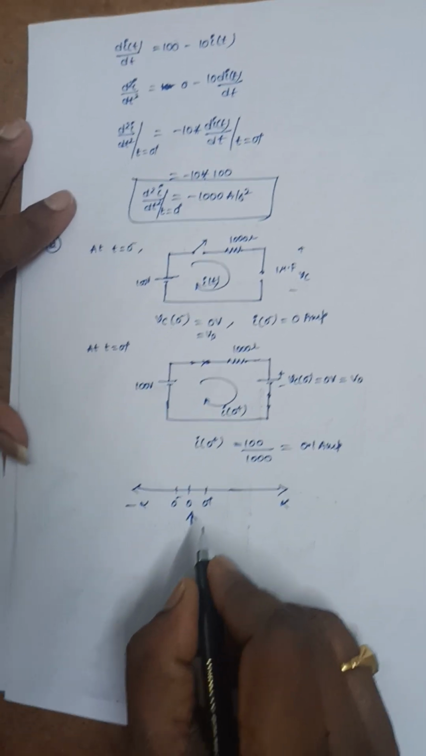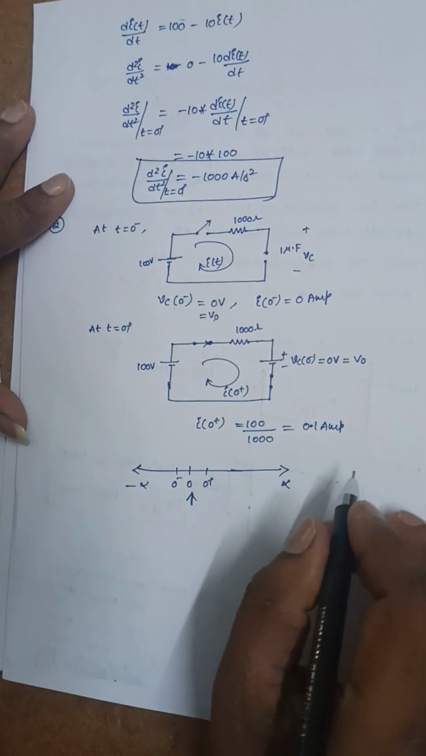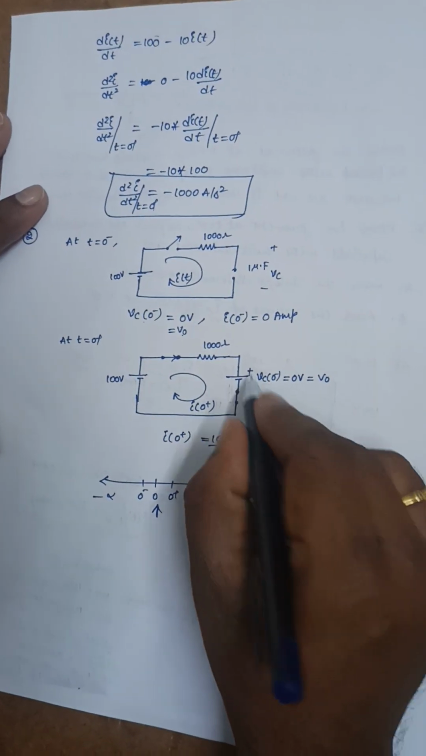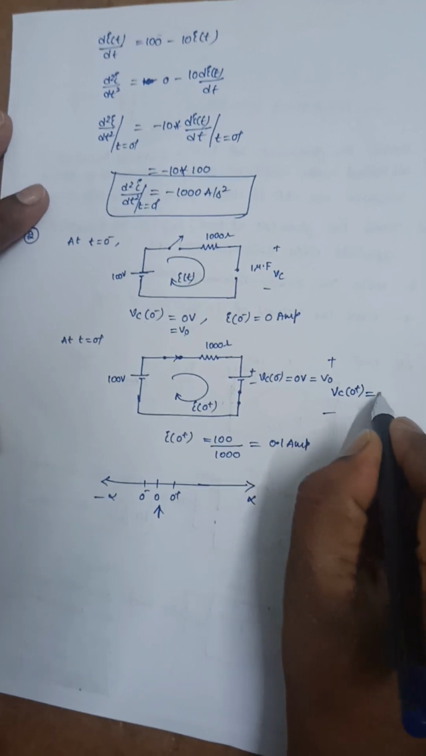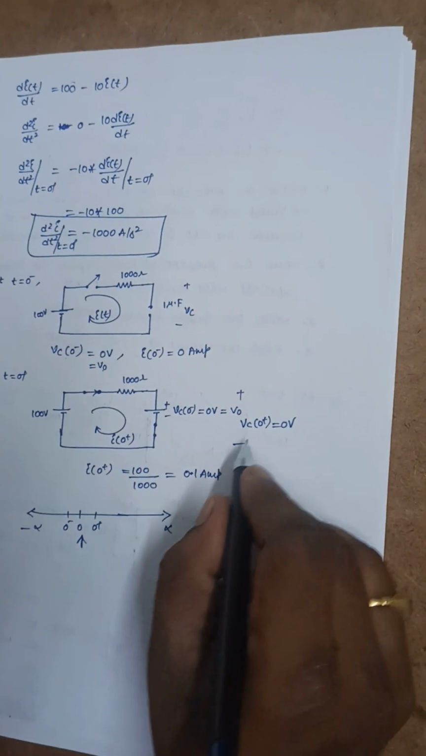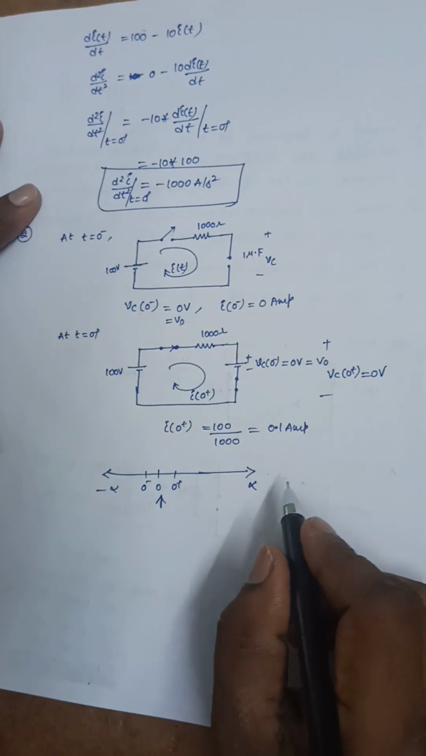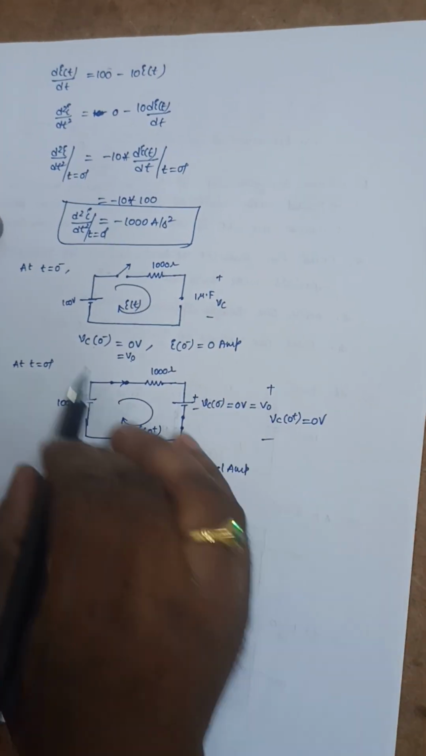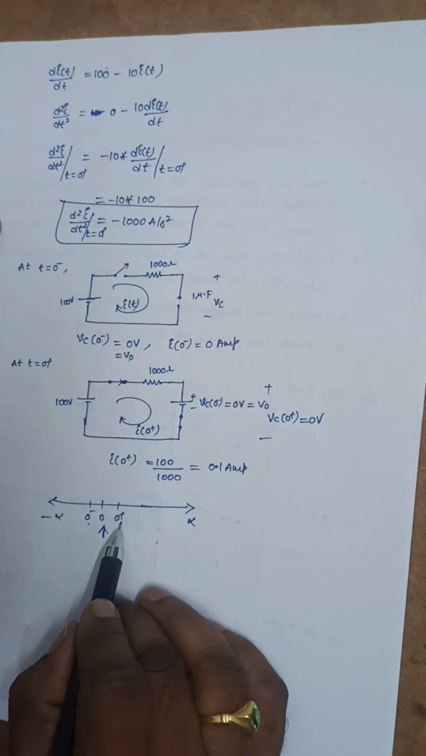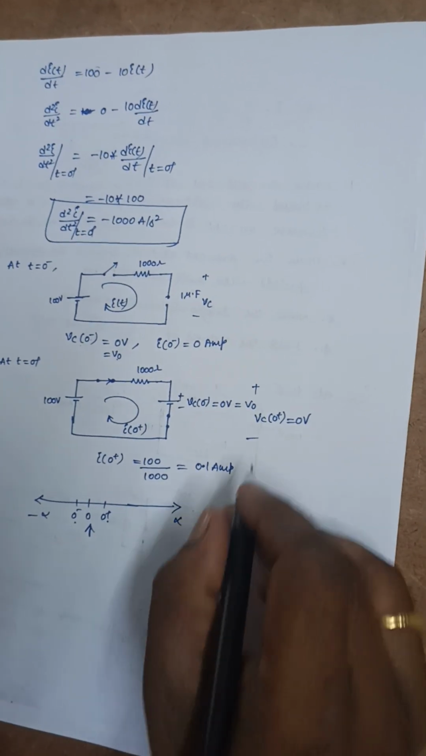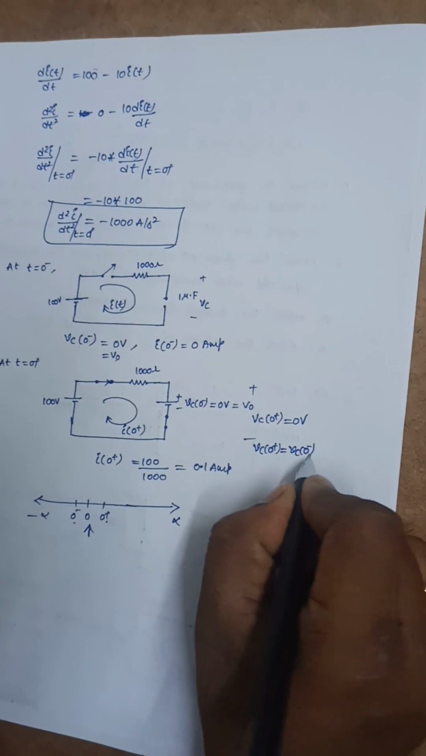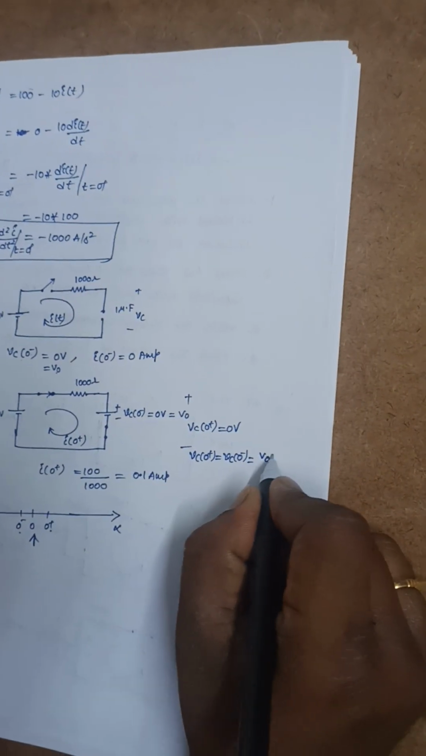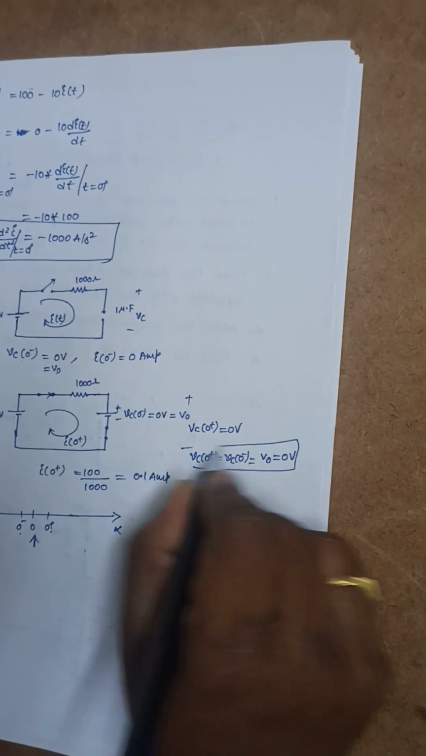At t equal to 0, the switching action is done. So here the voltage across the capacitor, Vc of 0 plus, is 0 volts. That means whatever voltage is present at t equal to 0 minus, the same voltage will be present at t equal to 0 plus also. That means Vc of 0 plus is equal to Vc of 0 minus is equal to the initial voltage V0, which is 0 volts in this case.